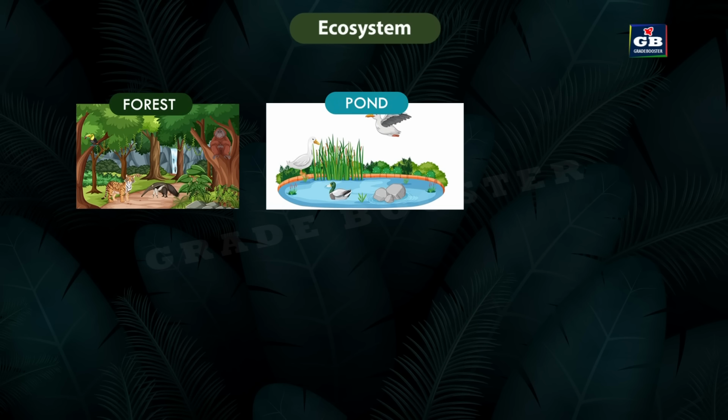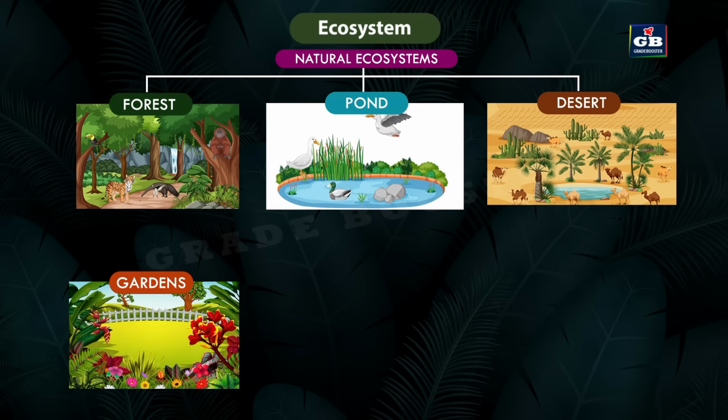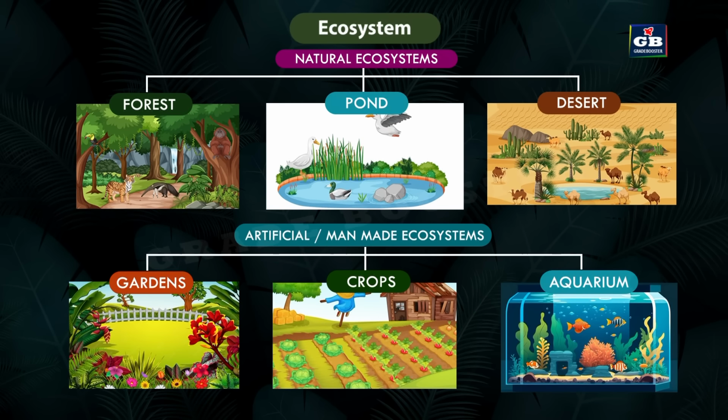Forests, ponds, deserts are the examples of natural ecosystems, whereas gardens, crop fields and aquariums are the examples of artificial or man-made ecosystems. Let us look at the components of a natural ecosystem, pond.